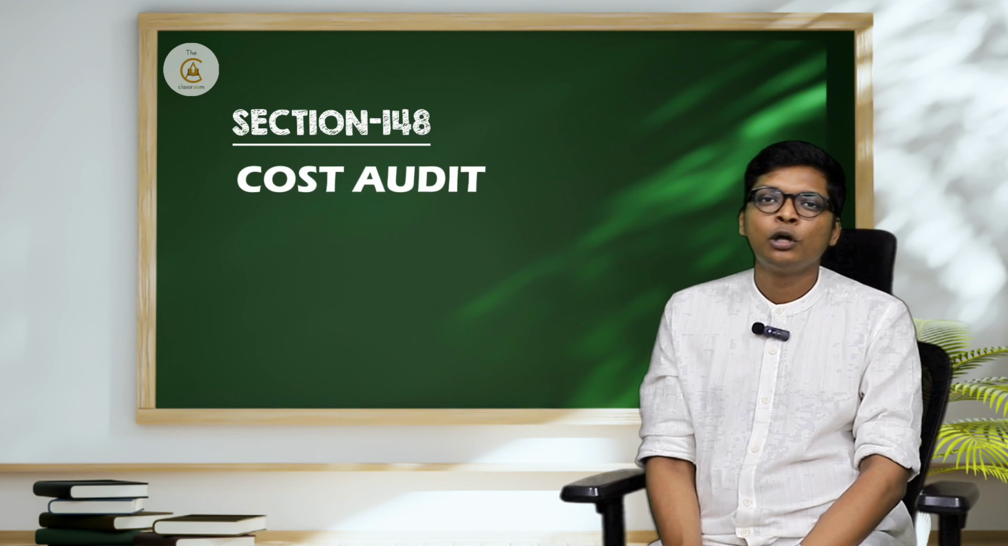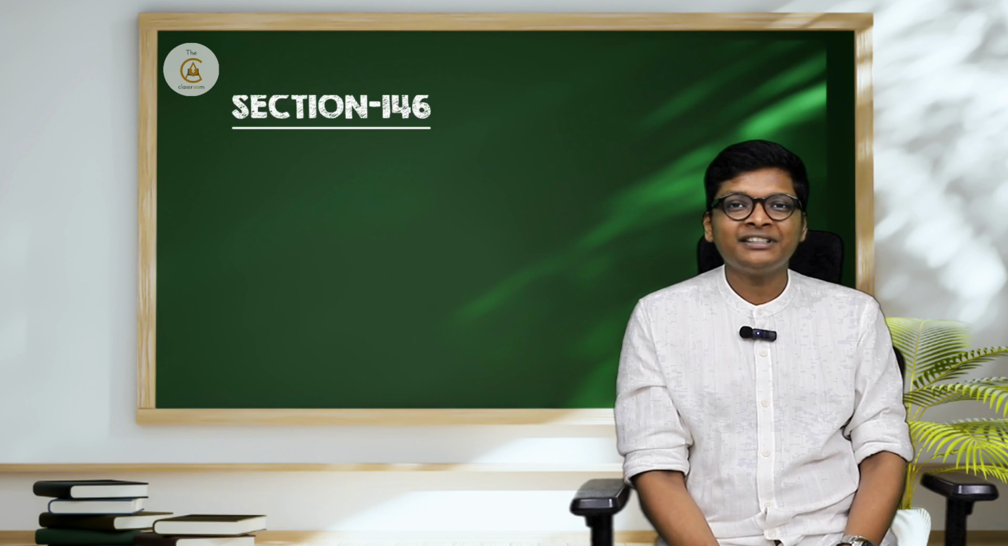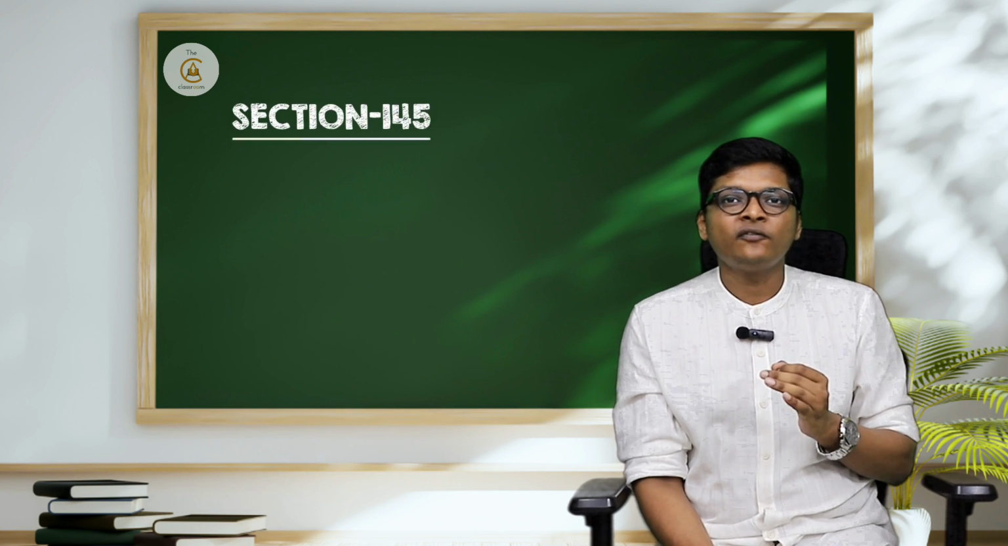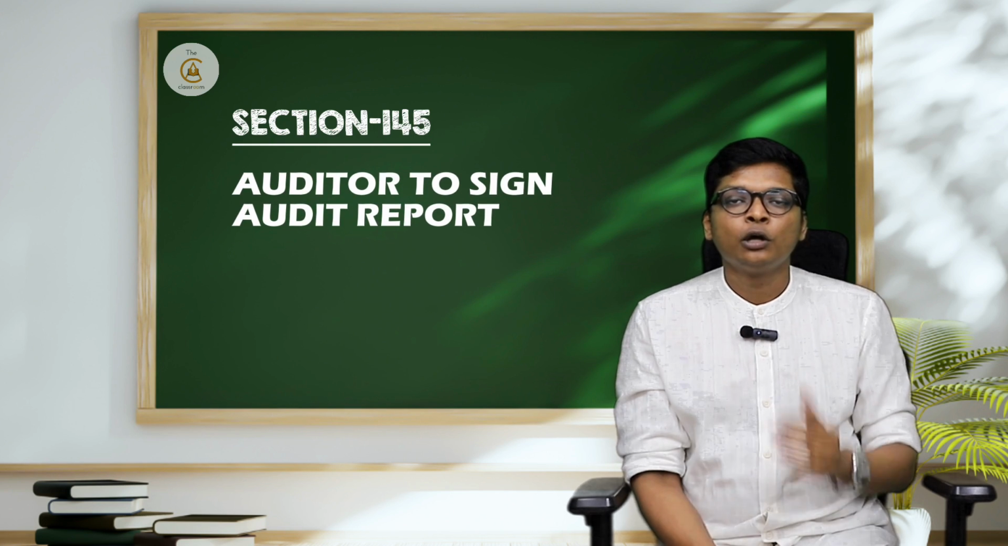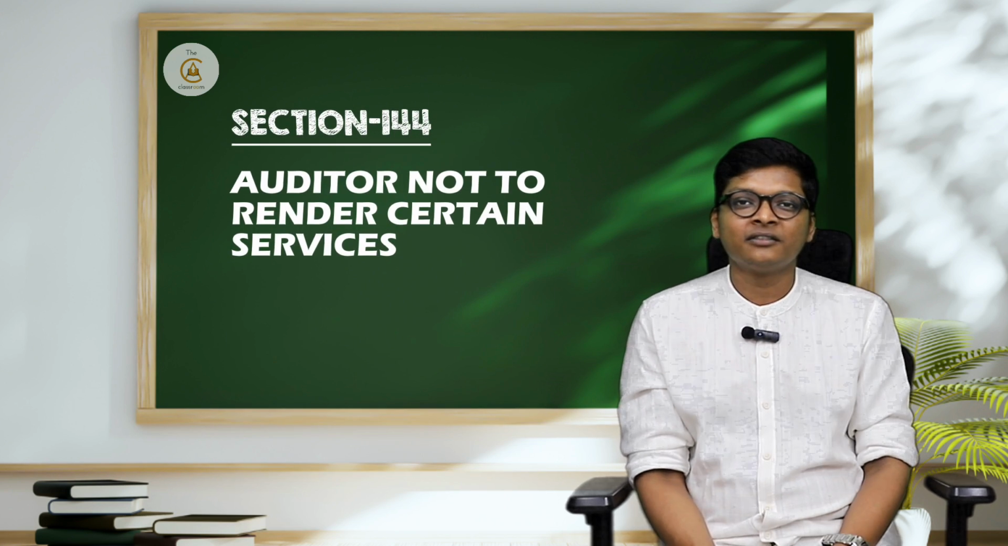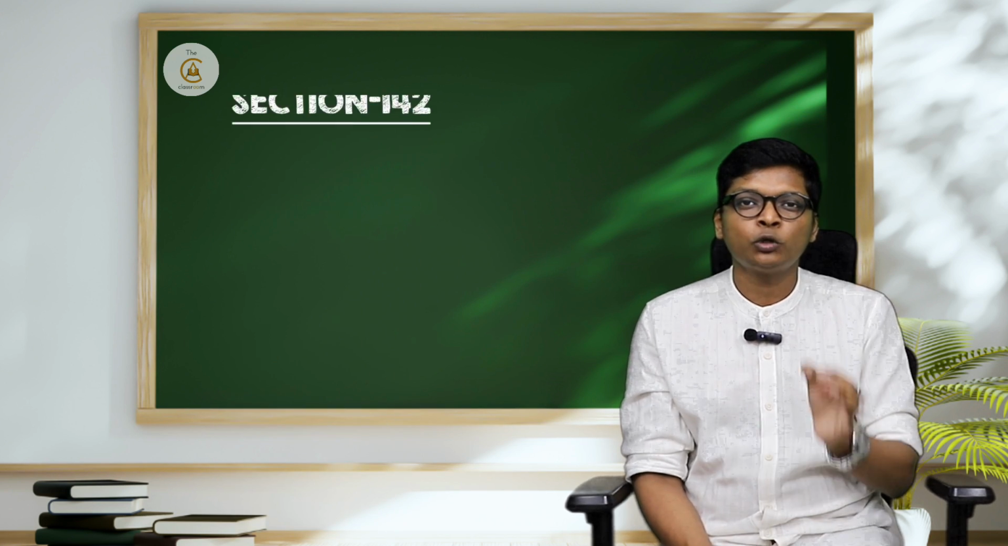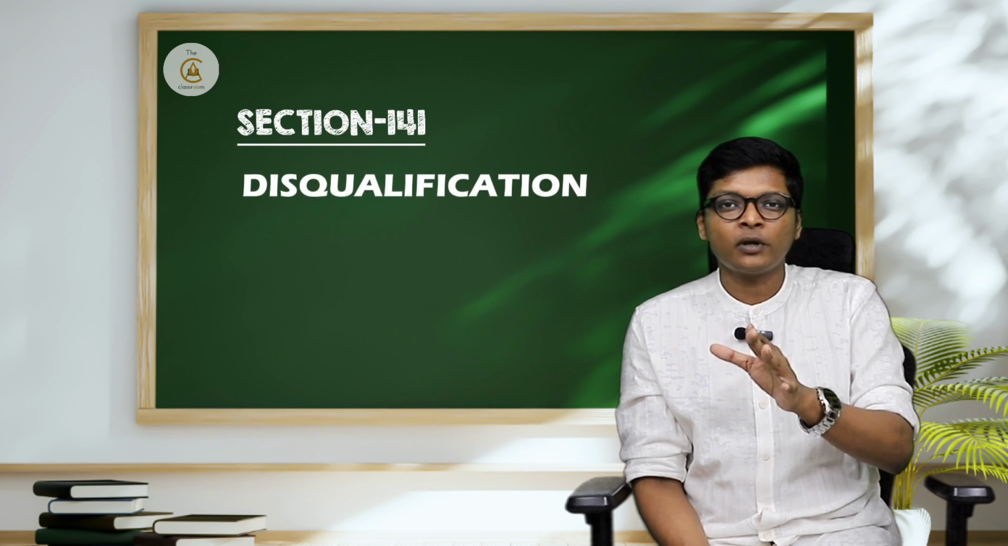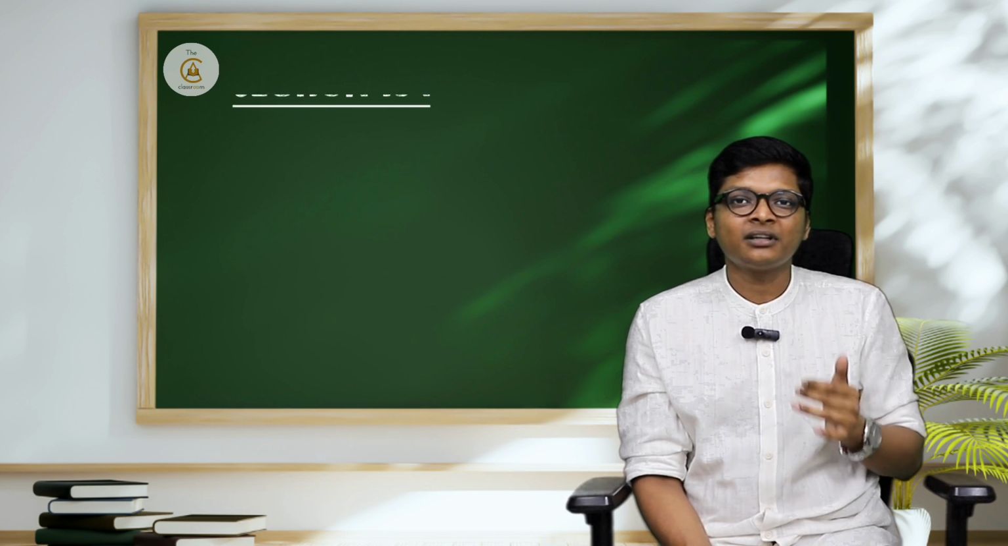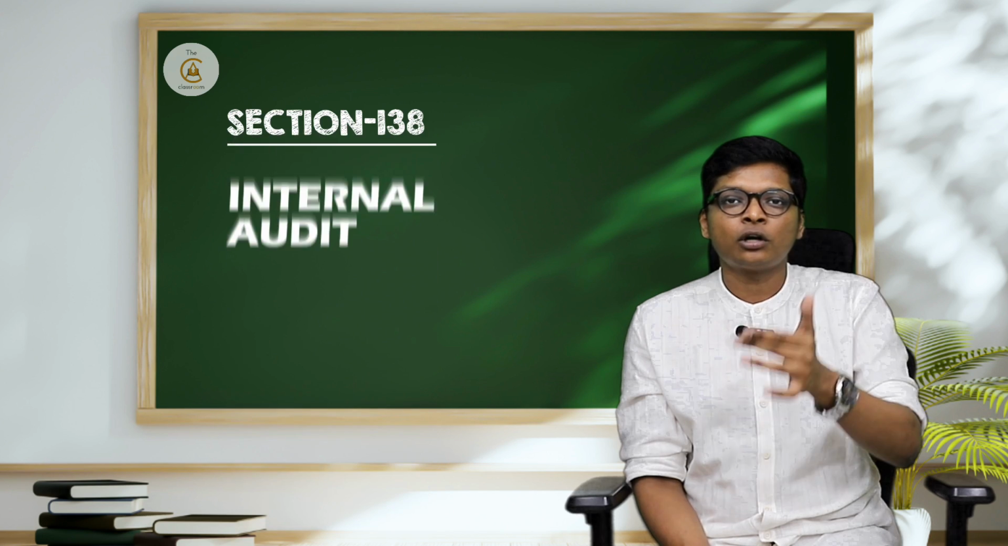148 is cost audit. 147 is penalty. 146 is auditor has to attend the AGM. 145 auditor has to sign. 144 auditor not to render certain services. 143 powers and duties. 142 remuneration. 141 is disqualification. 140 removal. 139 appointment. 138 internal audit.